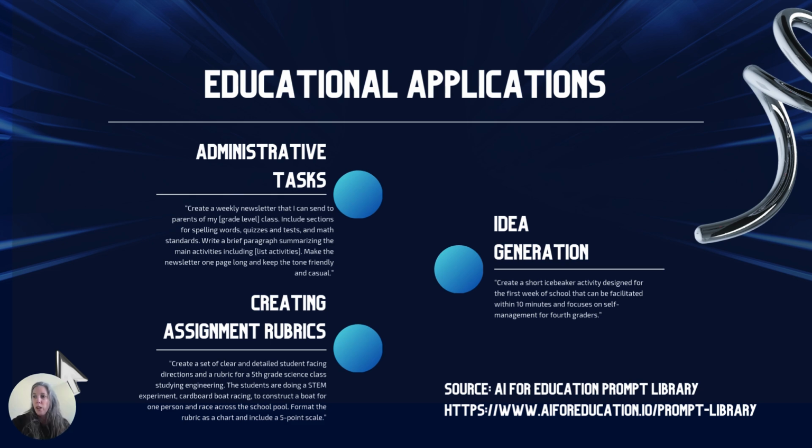So this rubric, what I typed in was to create a set of clear and detailed student facing directions and a rubric for a fifth grade science class studying engineering. The students are doing a STEM experiment, cardboard boat racing, and they are to construct a boat for one person and race it across a pool. Format the rubric as a chart and include a 5-point scale. So that is one of the prompts from AI for Education Prompt Library.